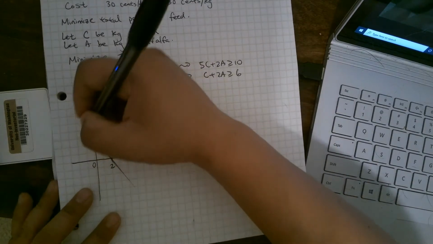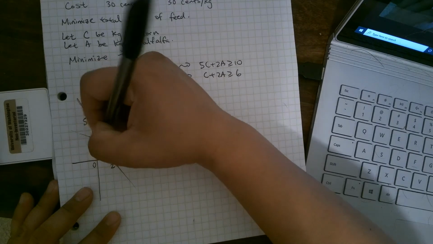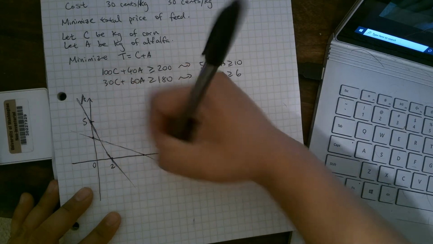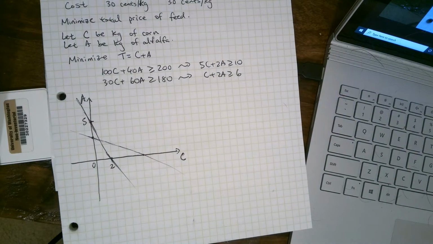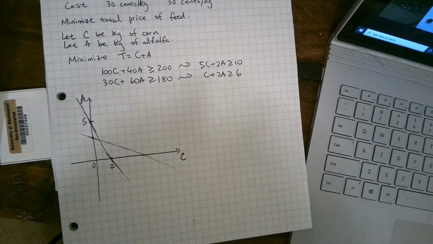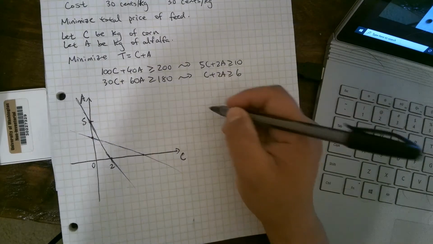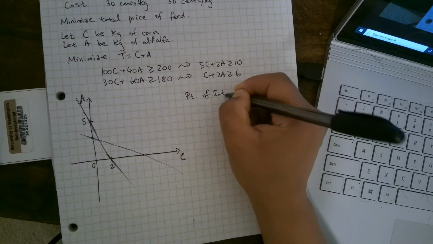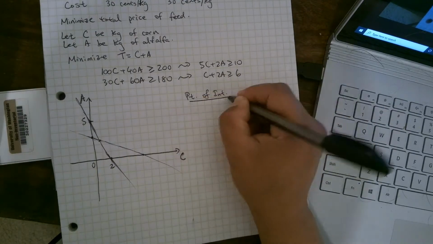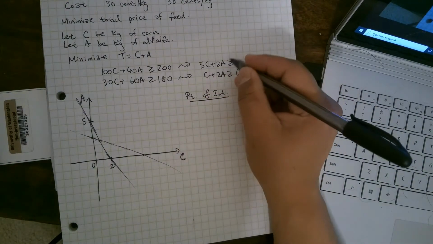If I only label 2 numbers on each axis, then everything else is determined, so the 0 counts. Okay, great. So there it is. Let's solve for the point of intersection, which is this point.